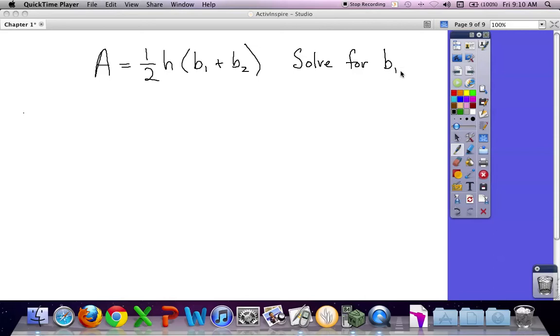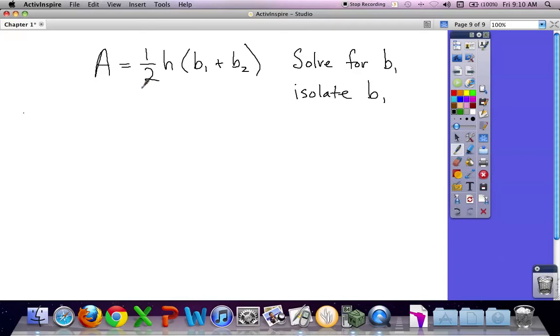And what does it mean to solve for B1? It means isolate B1 on one side of the equal sign. Everything else will be on the other side, and that will be the answer. Okay, B1 is inside parentheses here. So how are we going to get at B1? What are all the things that are with B1 that we need to remove so that B1 is isolated?